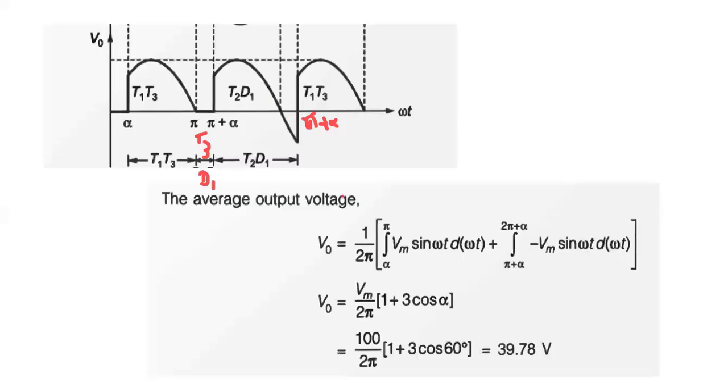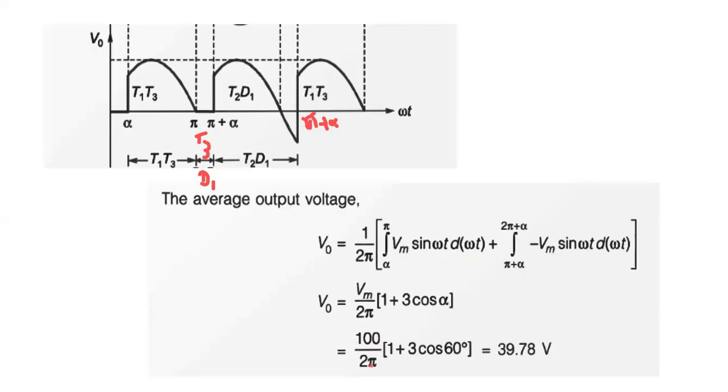For this output voltage waveform, we need to derive the V0 average, which can be found as 1 by 2 pi, integral from alpha to pi of Vm sin omega t d omega t, plus the integral from pi plus alpha to 2 pi plus alpha of minus Vm sin omega t d omega t. After integration and substituting the limits, V0 will be equal to Vm by 2 pi times 1 plus 3 cos alpha. Alpha is given as 60 degrees.